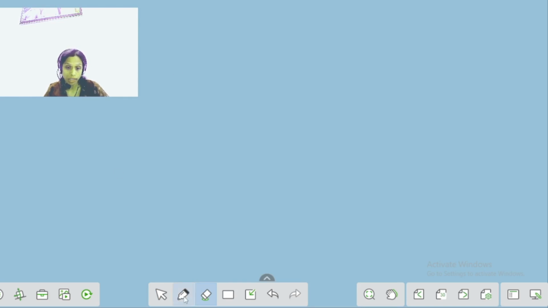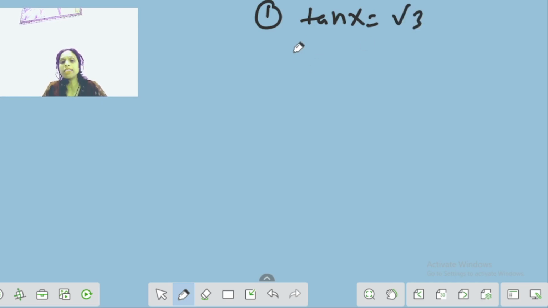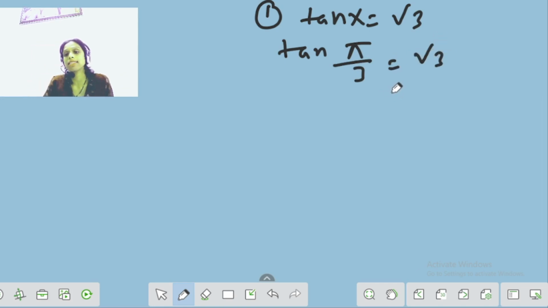Question, what is this question telling here? The question is tan x is equal to root 3. Then it is very easy, because what is root 3? Tan pi by 3 is root 3. You know very well from your previous classes, 10th class, that tan pi by 3 is root 3.